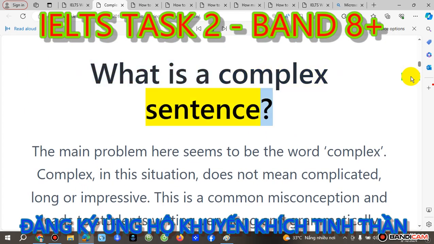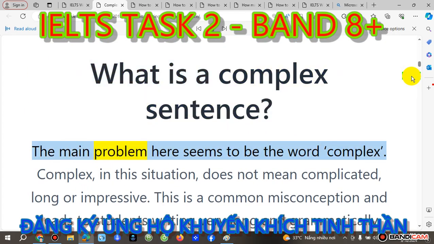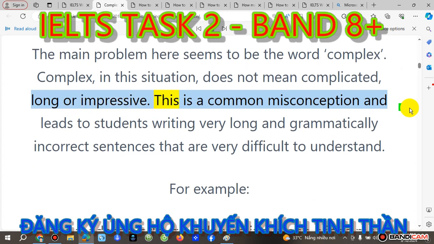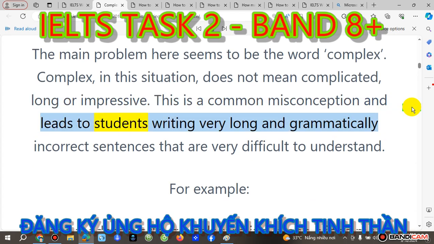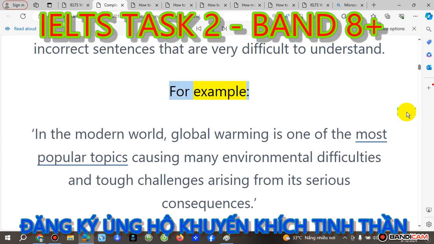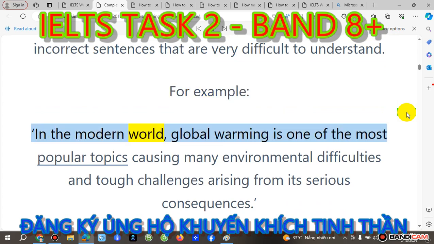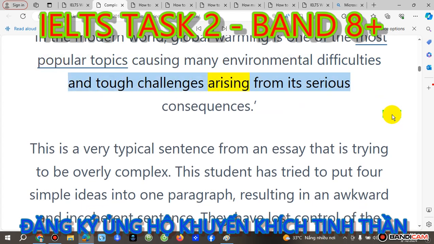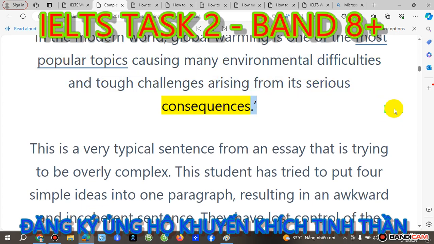What is a complex sentence? The main problem here seems to be the word complex. Complex, in this situation, does not mean complicated, long or impressive. This is a common misconception and leads to students writing very long and grammatically incorrect sentences that are very difficult to understand. For example, in the modern world, global warming is one of the most popular topics, causing many environmental difficulties and tough challenges arising from its serious consequences.